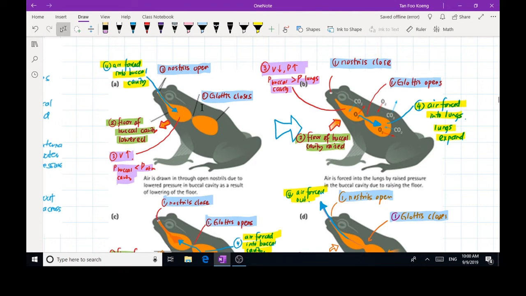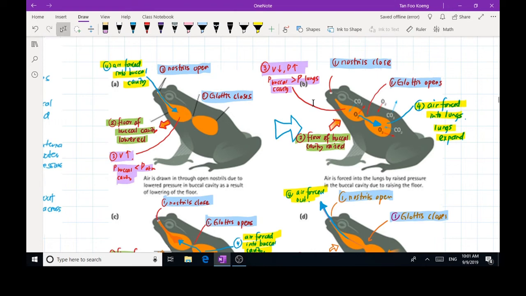So let's start again. Number 1, nostrils open, glottis closes, the floor of the buccal cavity is lowered. So this will increase the volume of the buccal cavity, decreasing the pressure of the buccal cavity. So because the atmospheric pressure is right now greater than the air pressure in the buccal cavity, air is forced into the buccal cavity, but air hasn't moved into the lungs first.